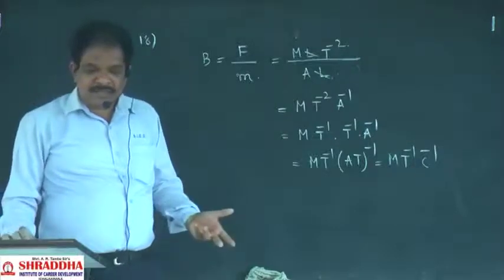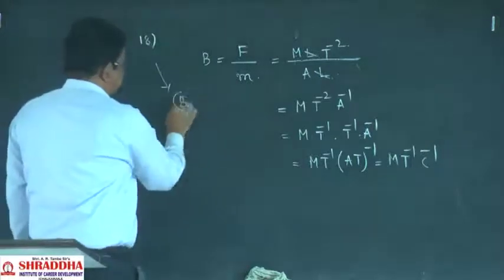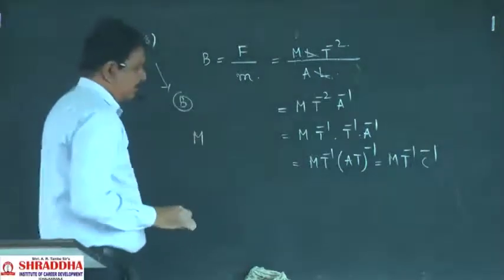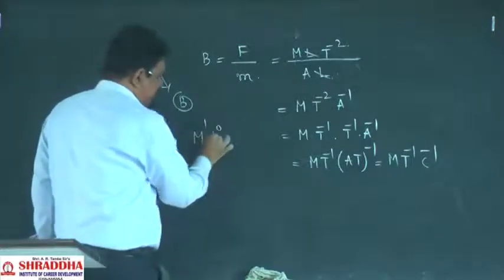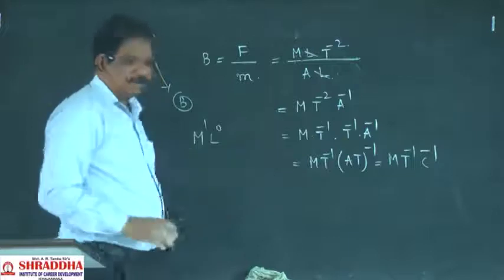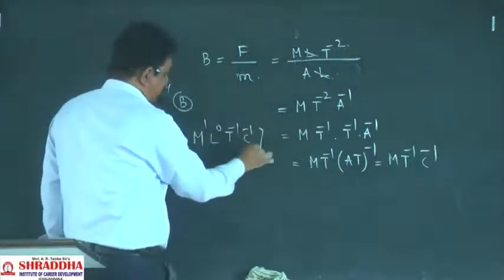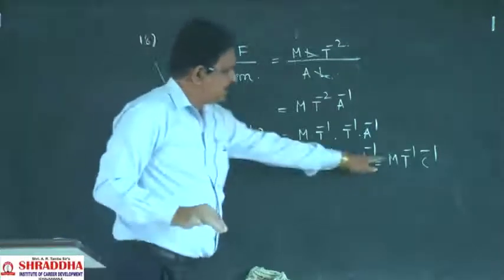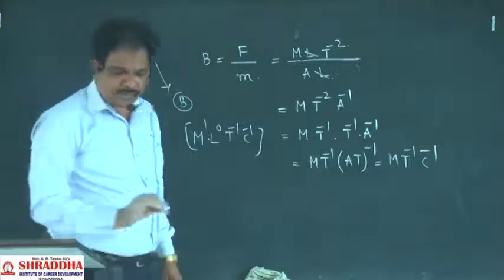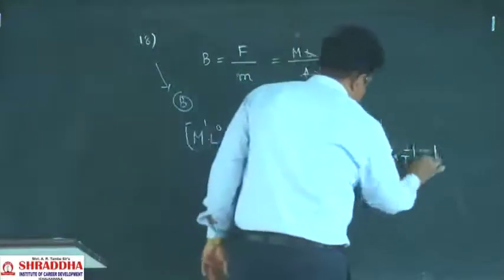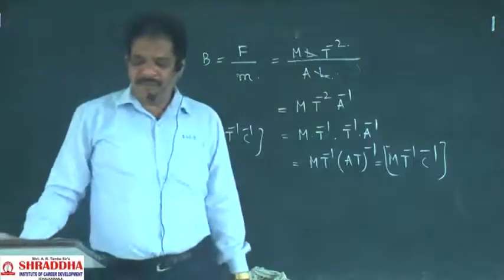So the second option will be the answer. B will be the answer. What is the answer they gave? M power 1, L power 0, we are not writing that. T power minus 1, C power minus 1. This is same. So that is the answer for it. Okay. So B will be the option for it.